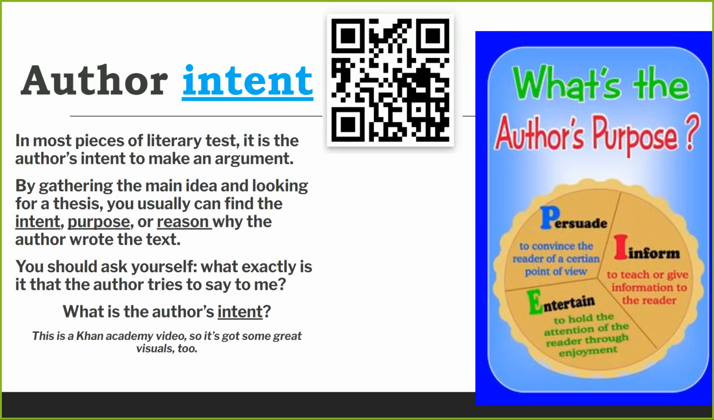The three most common reasons that people write is to persuade, to inform, or to entertain. So if they're persuading, they're making an argument. If it's informing, then they're just giving you information. If it's entertain, then they're just showing you interesting things or giving you dialogue that's interesting and keeping your attention. There's a link on this page also that takes you to another Khan Academy video. It's got some great visuals and it goes into detail on some good ways to detect why an author's writing something. What's their intent? What do they intend?